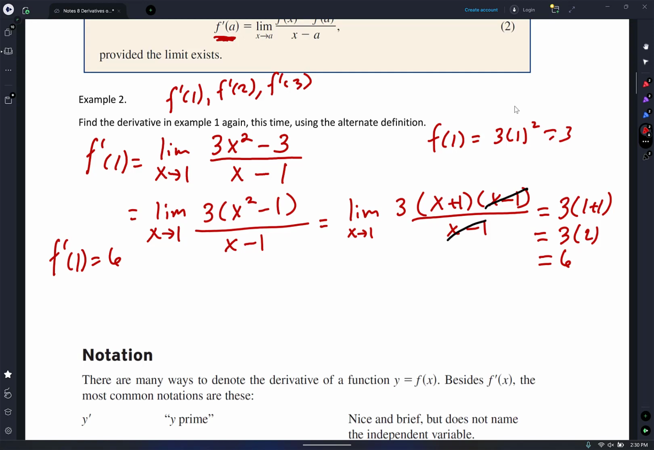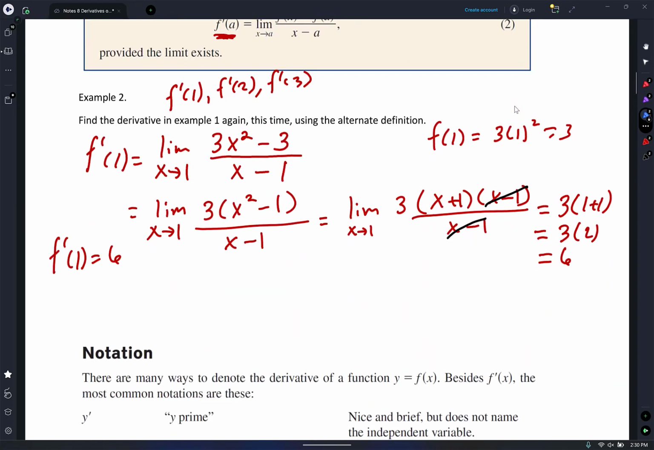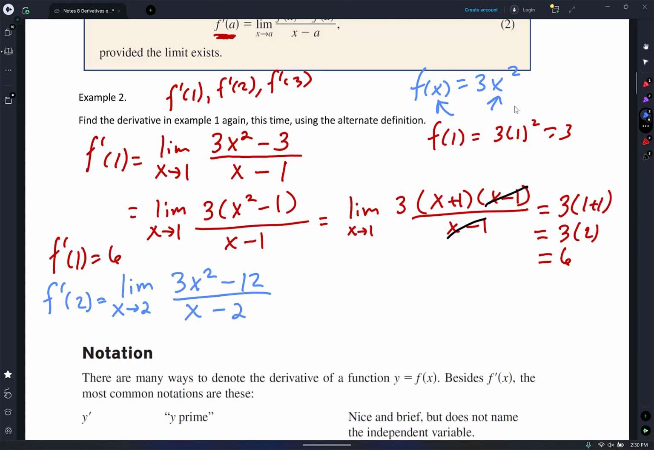Okay. I'm going to change my color to show F prime of 2. So here we go. And I'm going to go slow. F prime of 2 is equal to limit as x approaches 2 of f of x, which is 3x squared, minus f of 2. Now, if I plug in a 2 into f of x, 3x squared, what is 2 squared? And 4 times 3? So I write 12 over x minus 2.